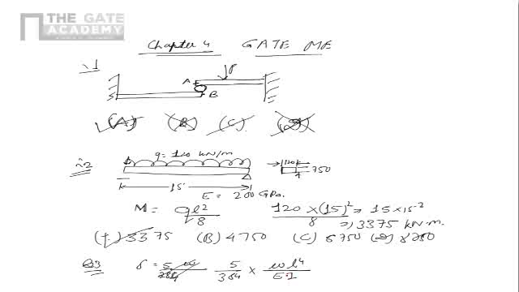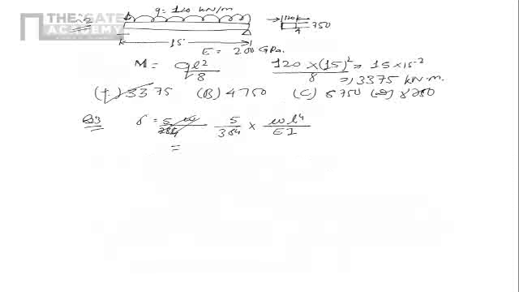So if you put the value of the quantities here, W is nothing but Q, which is 120, L is 15, E is 200 GPa, and I is 1 upon 12 into width into height, and all that calculation if you do, you will get the deflection is 93.9 millimeter. So let's see the answers.